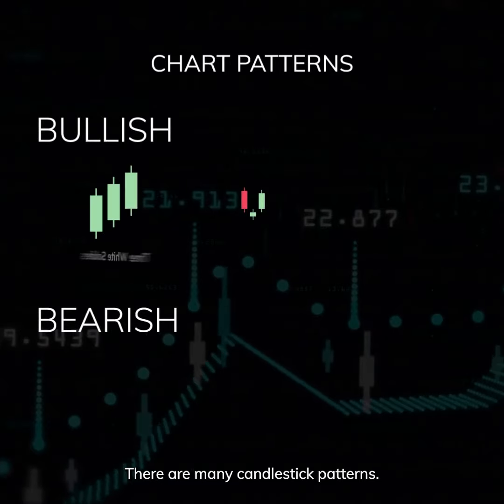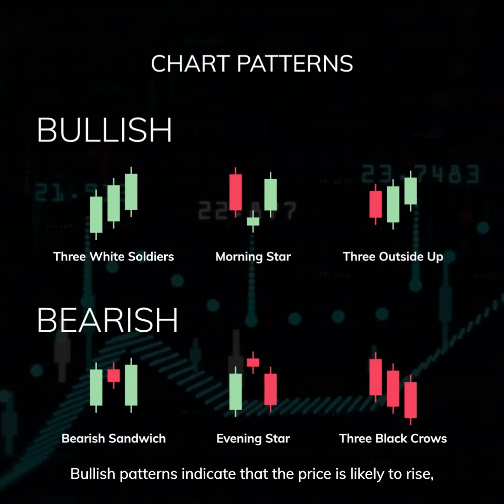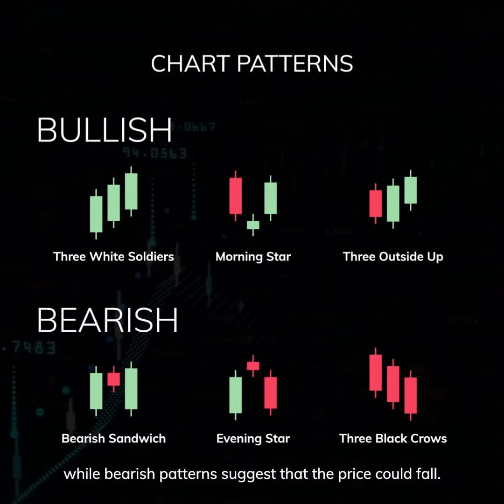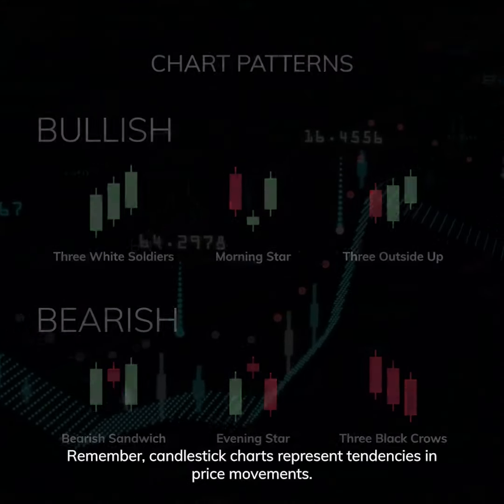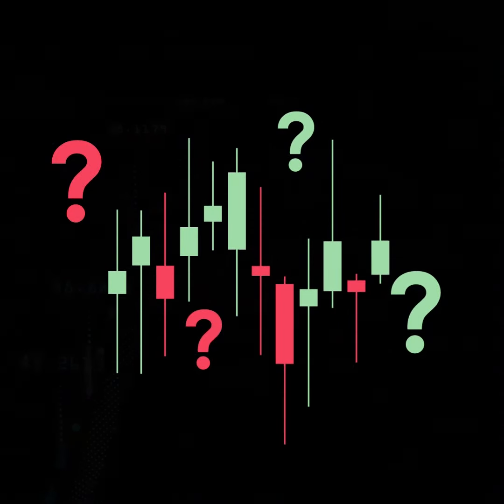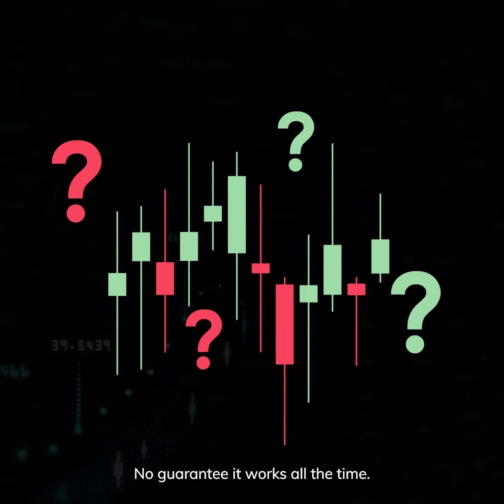There are many candlestick patterns. Bullish patterns indicate that the price is likely to rise, while bearish patterns suggest that the price could fall. Remember, candlestick charts represent tendencies in price movements. No guarantee it works all the time.